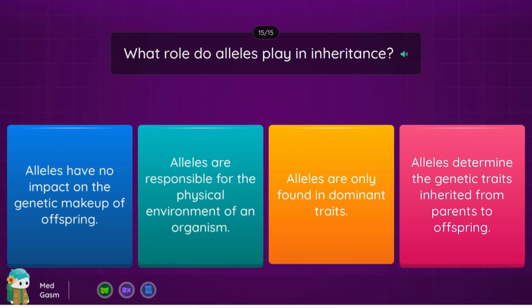Option 3. Alleles are only found in dominant traits. Option 4. Alleles determine the genetic traits inherited from parents to offspring.